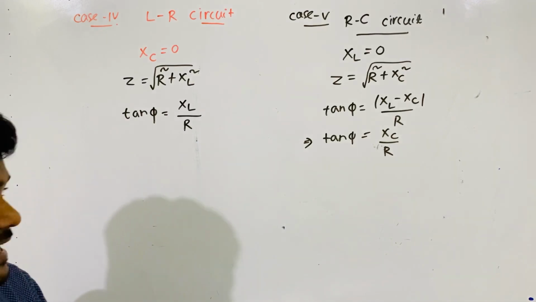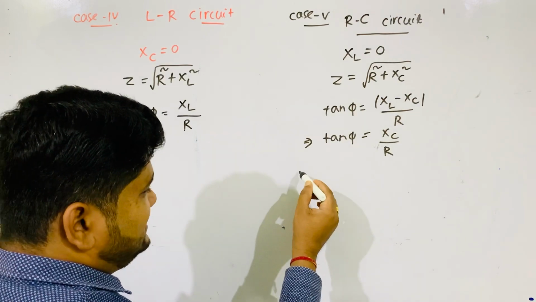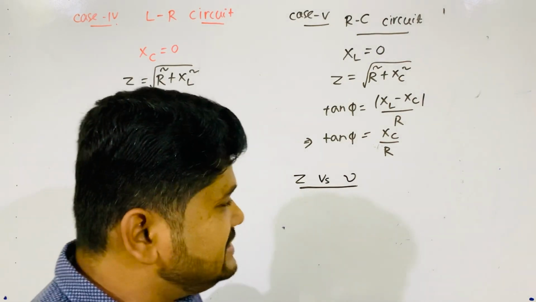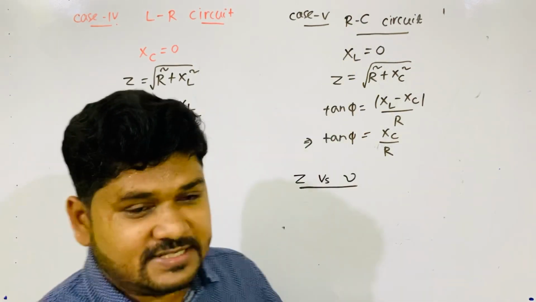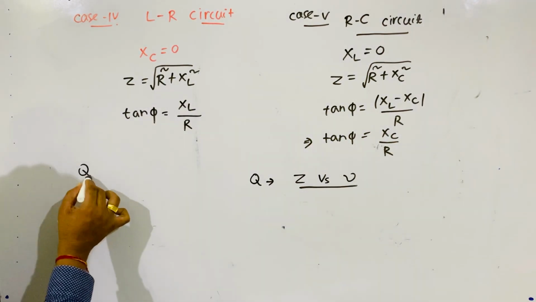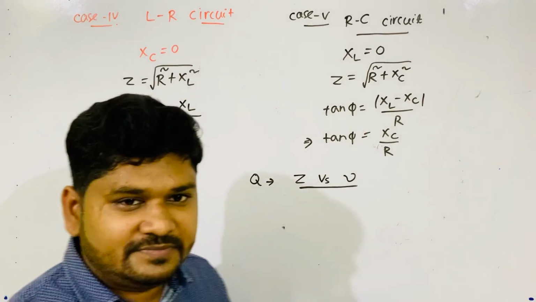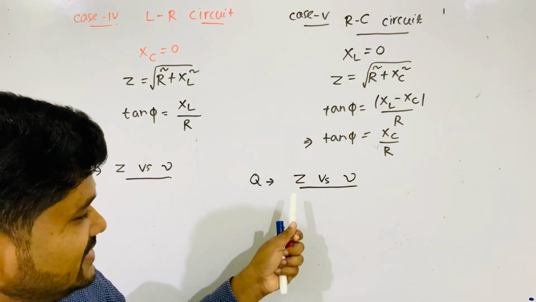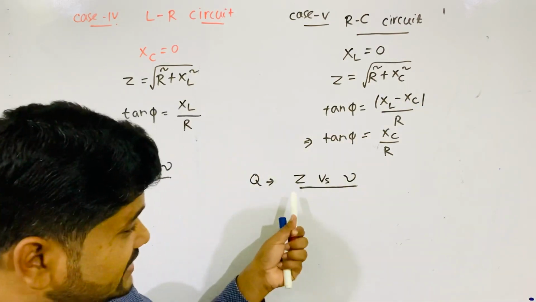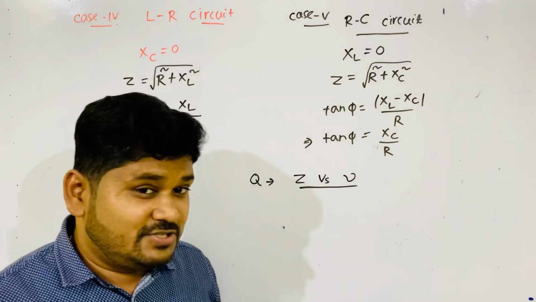But one thing I want to tell you here: if a graph has to be drawn between Z versus frequency, how will you draw the graph between Z versus frequency for an RC circuit? This is the question to you. Here also one question I am giving to you. Draw the graph between Z versus frequency for an LR circuit. For pure R you know the graph, for pure XC you know the graph, but when both are connected you draw the graph. And here also when both are connected you draw the graph. This is the question to you.